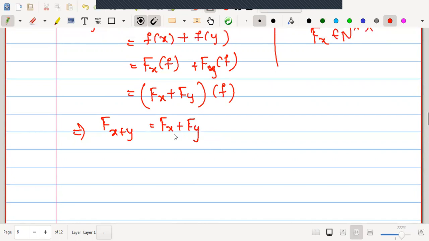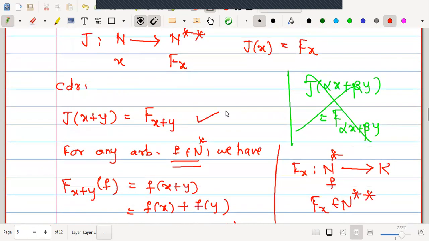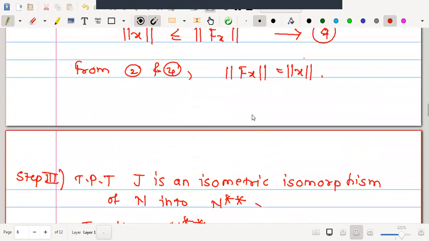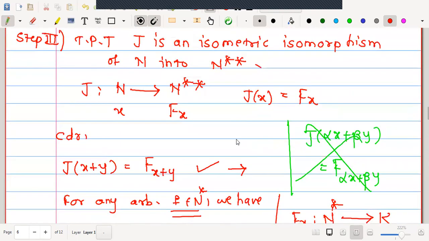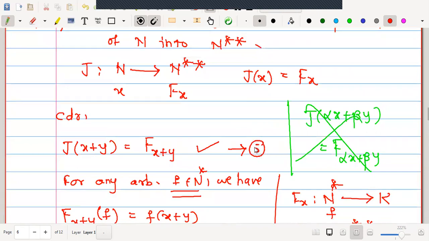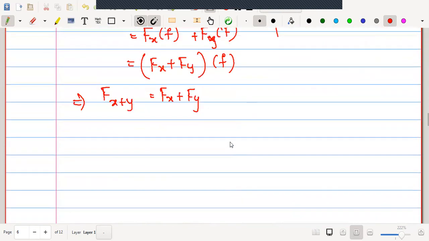Therefore, let us use this in the statement here. Shall I call this by some number? What is the last number we have used? 4, no? Let me give it 5. Therefore, use this value in 5. Therefore, 5 becomes.